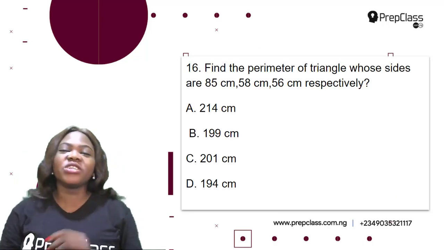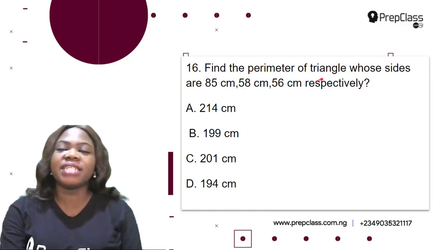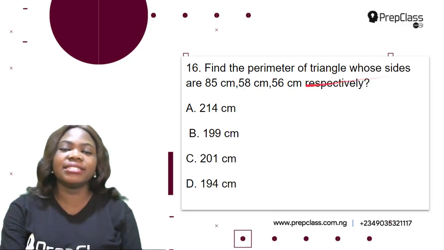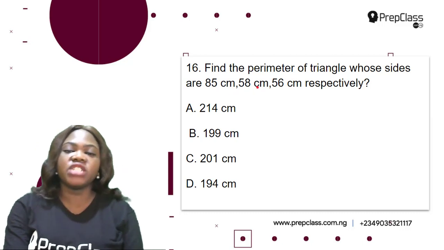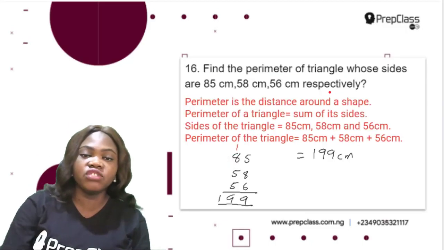So let's move on to the first question in this video. Question 16. Find the perimeter of a triangle whose sides are 85 centimeters, 58 centimeters, and 56 centimeters respectively. Okay, so we have to find the perimeter of this triangle.